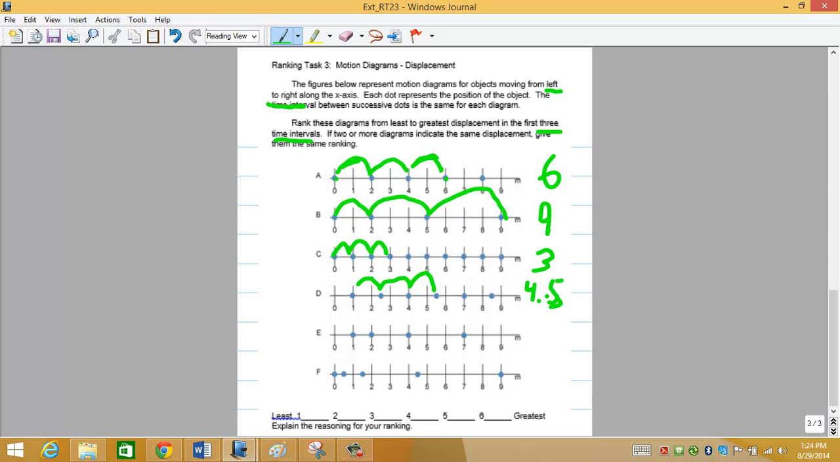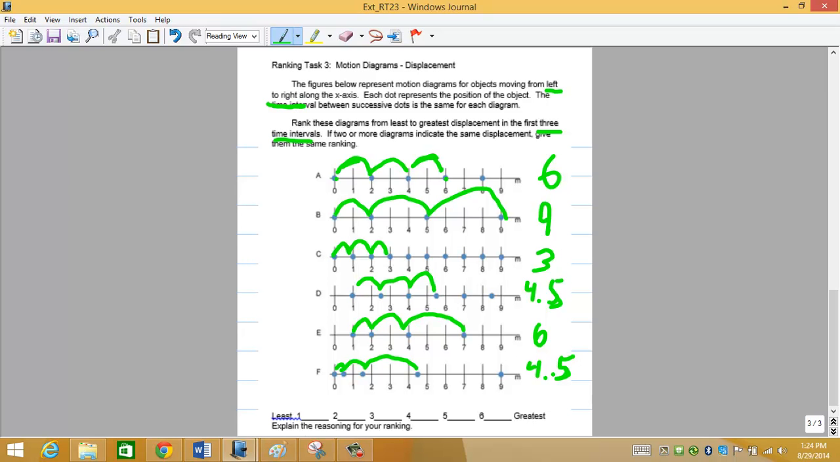In E, you start out at position 1. 1 time interval, 2 time intervals, 3 time intervals. You wind up out at 7. 7 minus 1, positive 6. And finally in F, 1 time interval, 2 time intervals, 3 time intervals. You wind up at 4.5 minus your starting position, which was 0, and you get a displacement of 4.5.